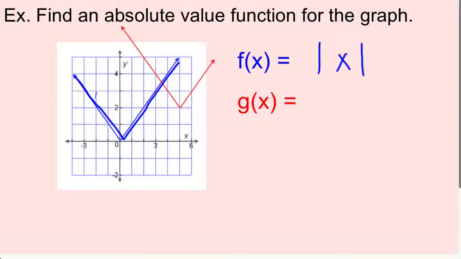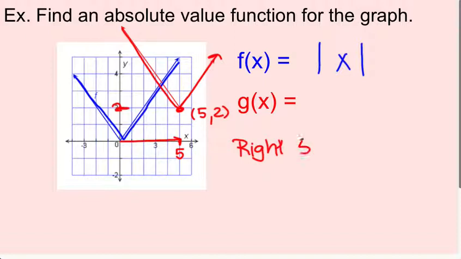Now what happens? Here is our new child, and that critical point is over 5. There's 5. And then up 2. So what's happening? It's shifting to the right 5. So it's a horizontal shift, right 5. And then it's going up 2. So how do we create that new equation for our child? So here's our absolute value.